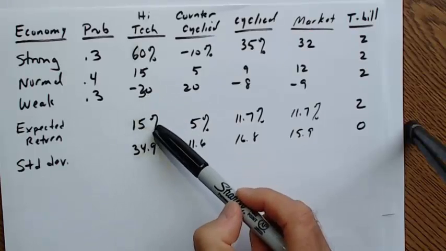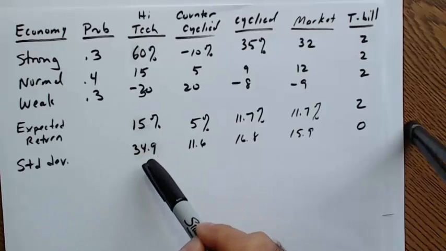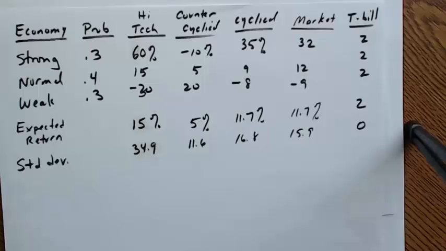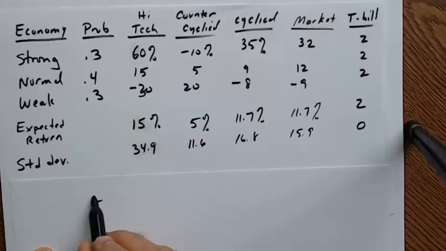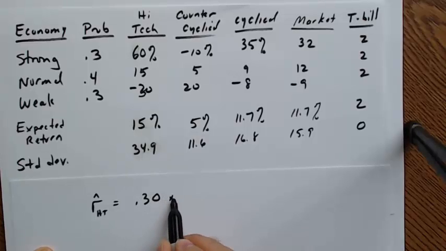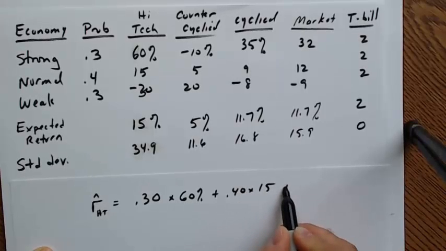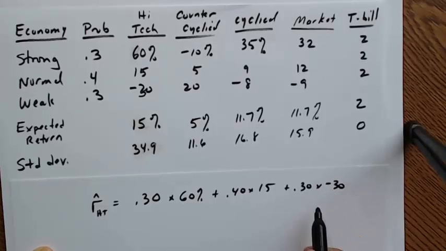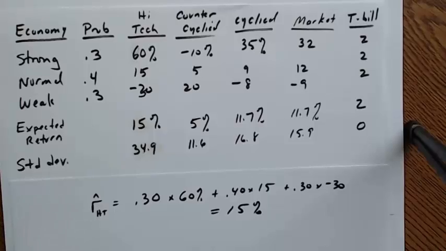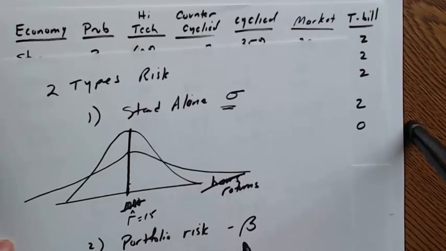So the expected return for this stock is 15%. Standard deviation is about 35. So how did I get the 15% expected return? The expected return is R hat, and we'll call this high tech, HT: 30% weight times the 60%, plus 40% weight times the 15% return, plus the 30% times the minus 30, will give you 15%. That's what we expect to get. Again, that's a measure of central tendency, basically saying 15% for this stock.